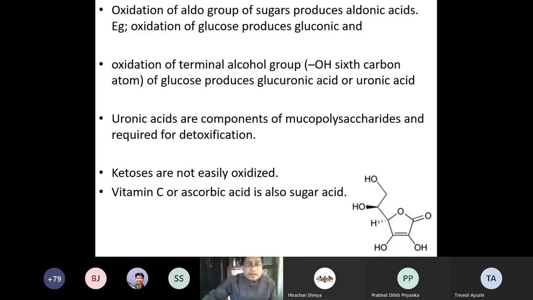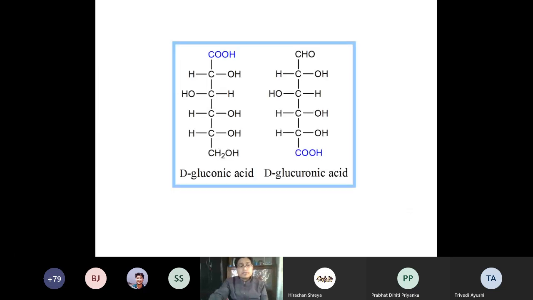And vitamins like ascorbic acid, vitamin C, is also a sugar acid. We have said that it is a derivative of carbohydrate. What type of derivative? The last carbon is oxidized; that is the sugar acid. Now, this structure you have to remember. If you remember this structure, you will not be confused with the names either.